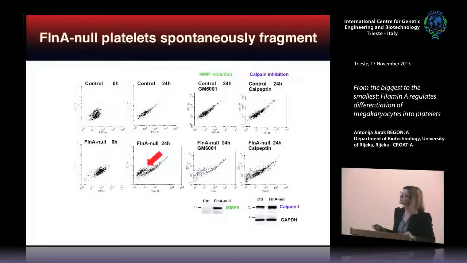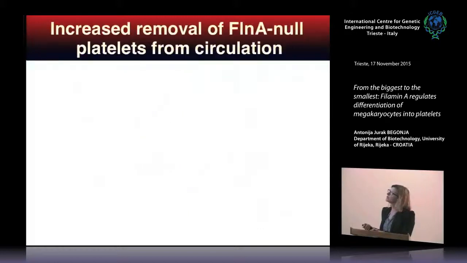This process was inhibited, at least partially, if we would use inhibitors of metalloproteinases and of calpain. So when we went back and looked at the expression of some of the metalloproteinases, we saw increase in metalloproteinase 9 and in calpain 1 that were probably responsible for not only microvesiculation but also for degradation of GP1B alpha that we saw that is decreased.